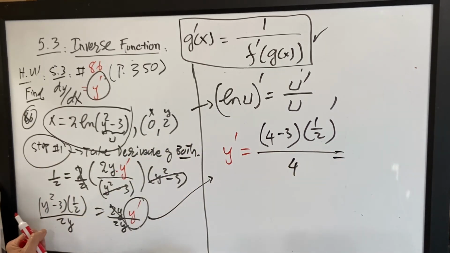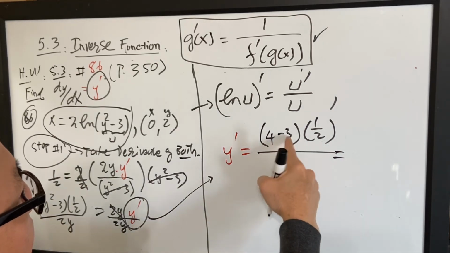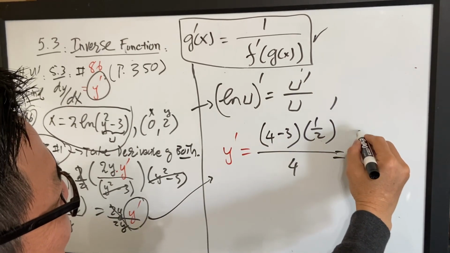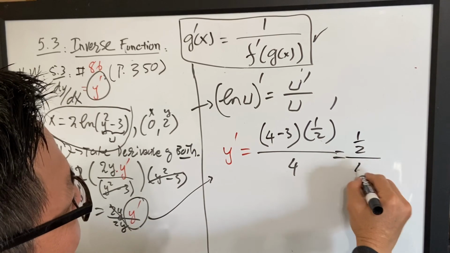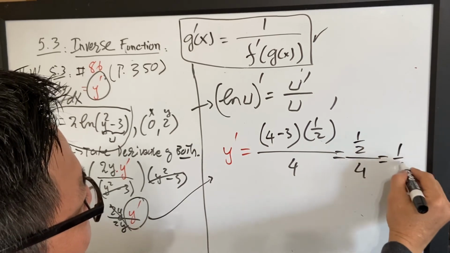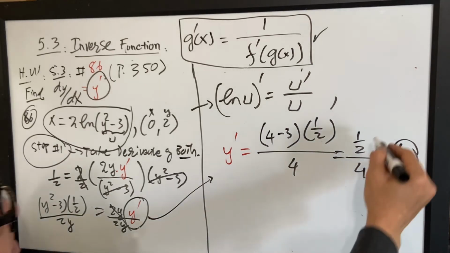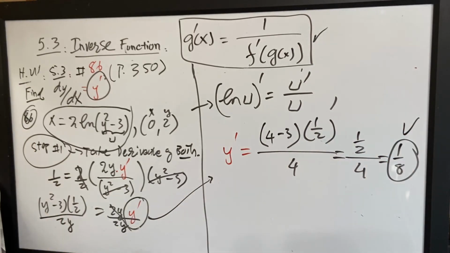So here we have 4 minus 3, sorry, that's 1 times 1/2, and the whole thing divided by 4, which is 1/8. Ladies and gentlemen, the task is done.